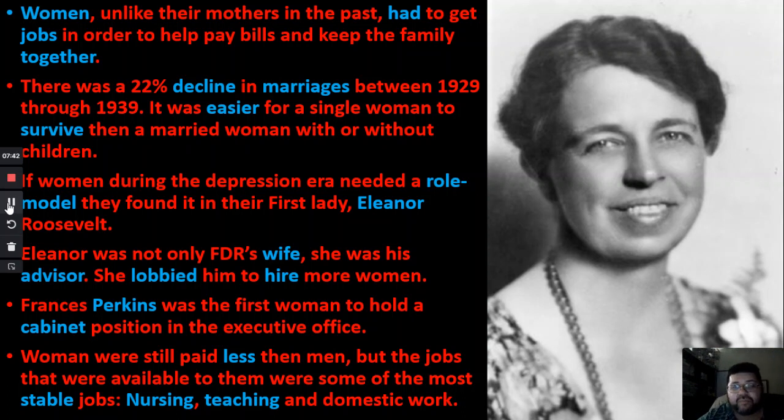But now, because of the Great Depression, a second income was needed to help keep the family together, pay for the rent, pay for food, pay for the heating, electricity, and stuff like that. And because of that, there was a huge decline in marriages from 1929 until 1939. There was a 22% drop because women, not men, women found it a lot easier to survive the Great Depression if they were single, as opposed to being married.